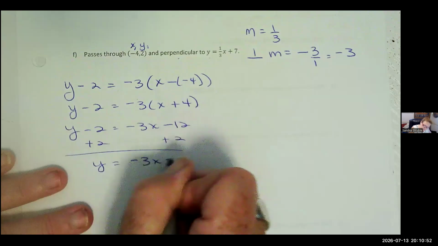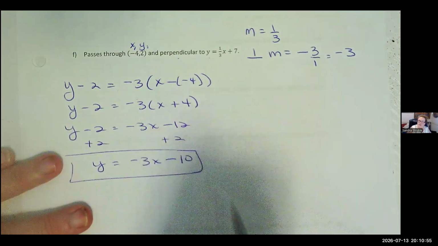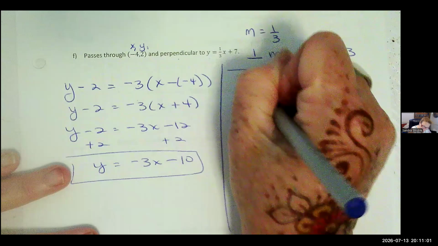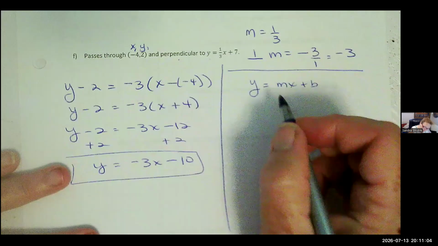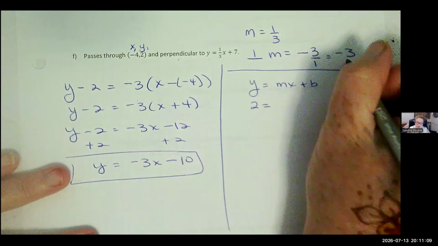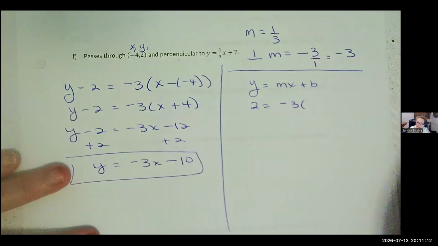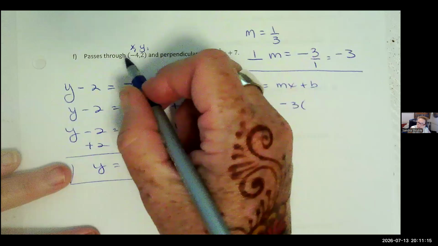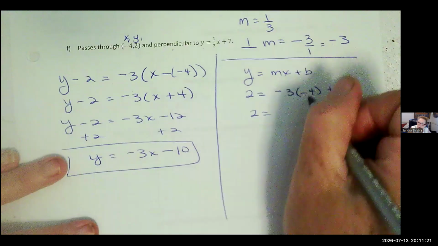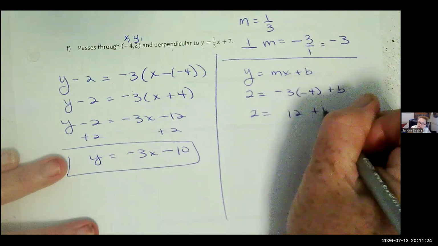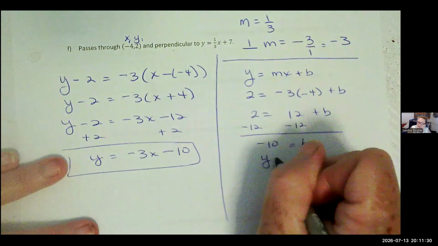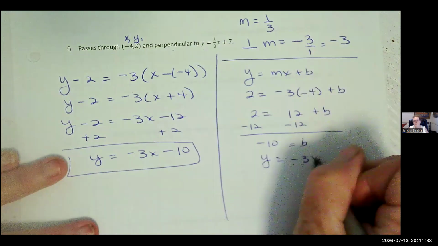Okay, I am going to go through, because I did say I was going to do the other version, just so you have it. So I've got my x and my y. Where my y is, I'm putting 2. Where my m is, I'm putting -3. And you don't have to do this version. This is just an option. x is -4. And we're going to solve for b. Negative times a negative is positive 12 plus b. Subtract 12 from both sides. b is -10. So y equals -3x minus 10. That's doing it without fractions.